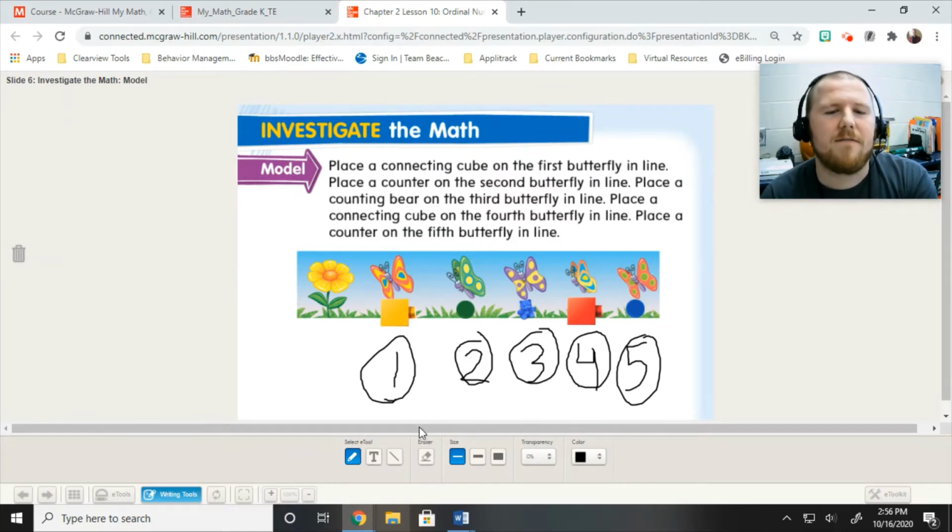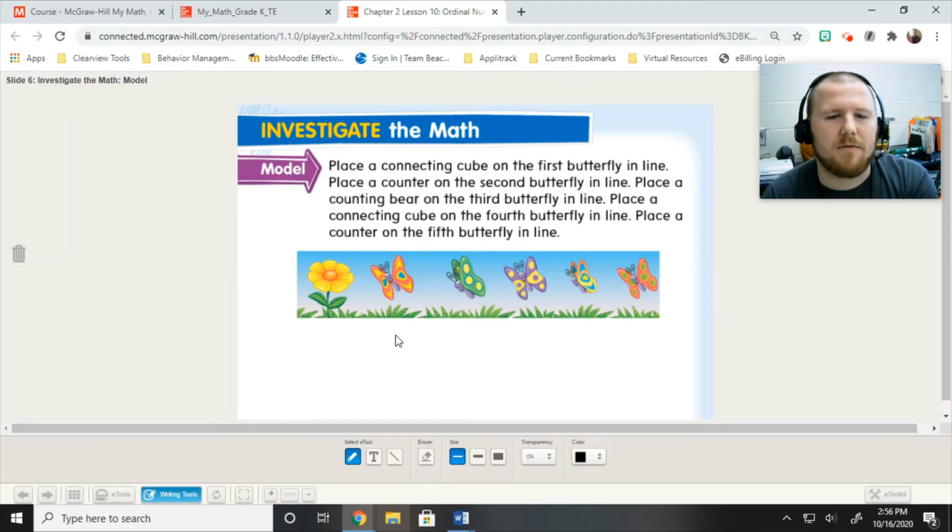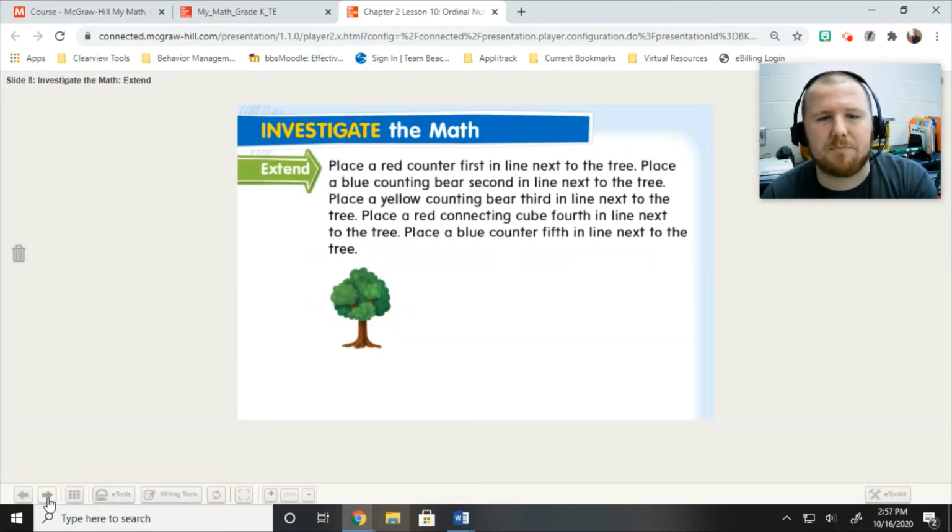So we have first. Let me try that again. Let's write it over again. First, second, third, fourth, and fifth. I know it kind of sounds funny at the end, but that's okay. Let's move on and practice some more.